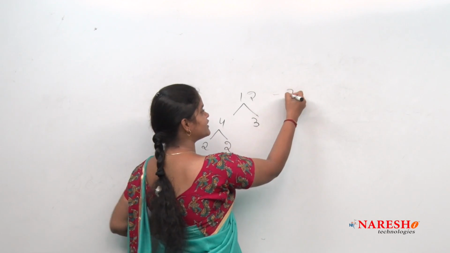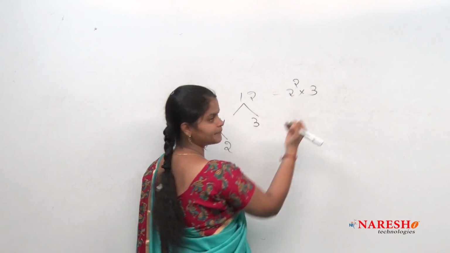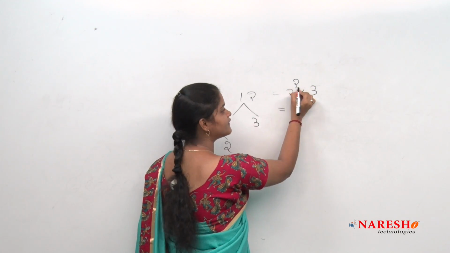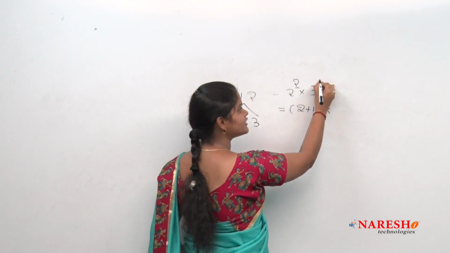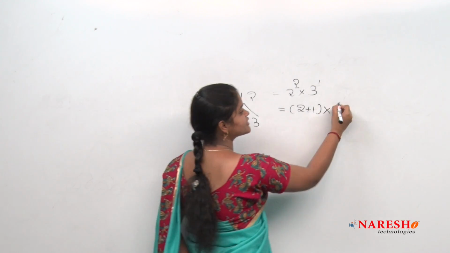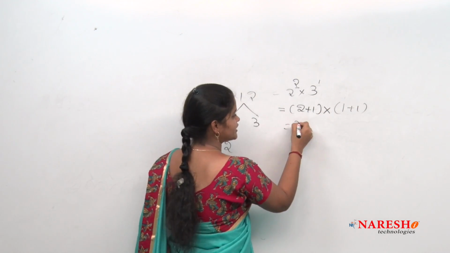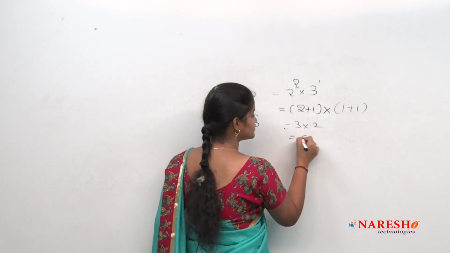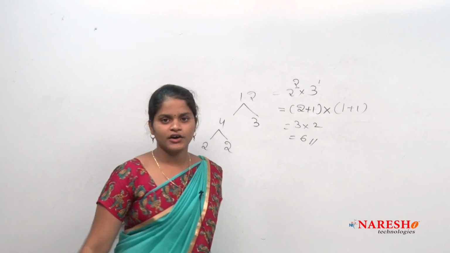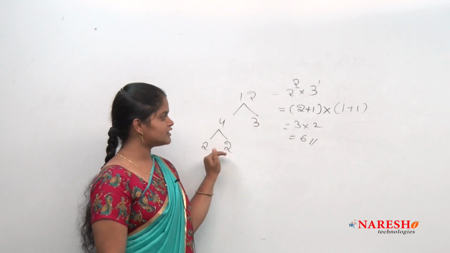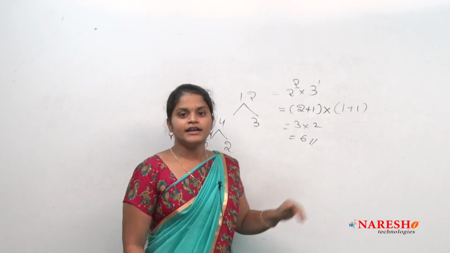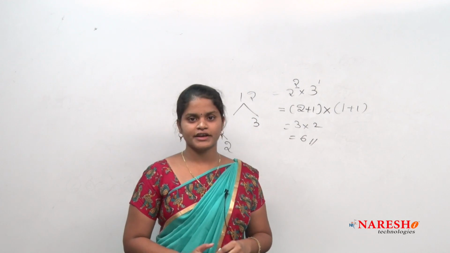So 12, can I write it as 2 square into 3? Yes. What is it? Power plus 1 into next power. If nothing is there, then it will be 1, right? So next power plus 1. So it is 3 into 2 is equal to 6. Similarly, when we did it in the normal method we got 6, and if you follow this method also we get 6, right? This is how we will find factors for a given number.